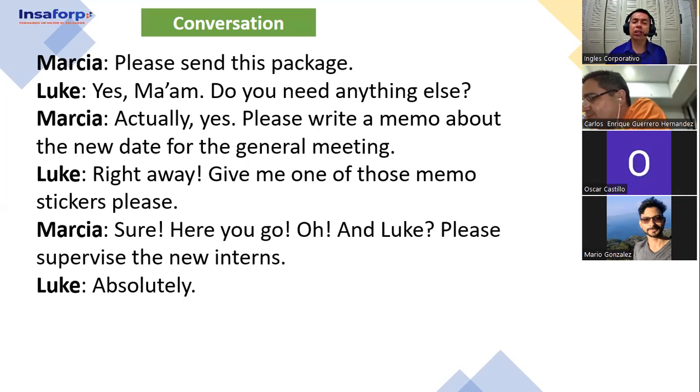Okay, class. So now, please send this package is a way to use a command or an imperative, right? Look. Give me a second. Send. Please, I need you to pay attention that when you say send, you are not using a subject. For example, I don't say Carlos Enrique sends, or she sends, or they send, or Oscar Castillo sends. No, you don't use a subject, okay? The subject is implicit in the sentence. It's not there. You cannot see it. But the subject is going to be all the time you.